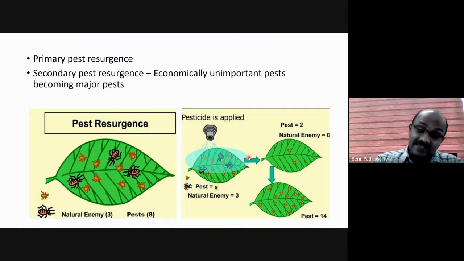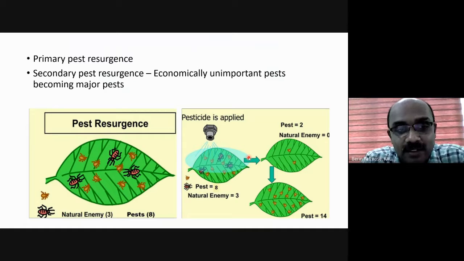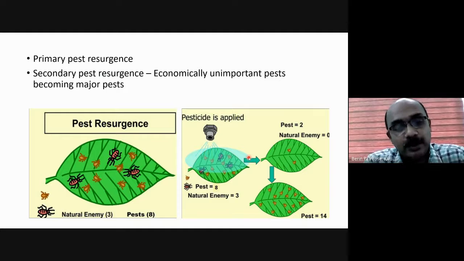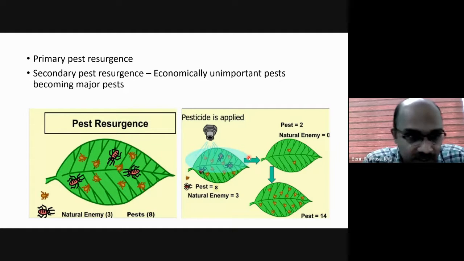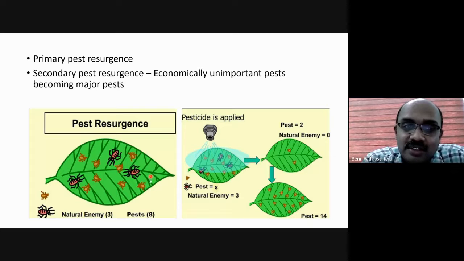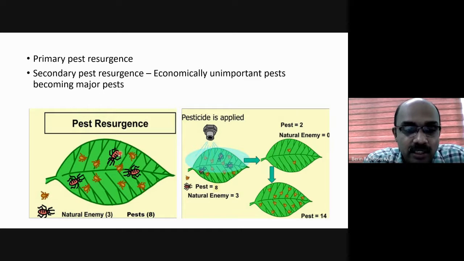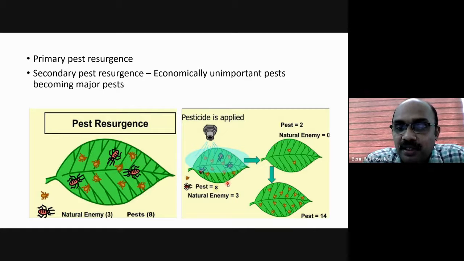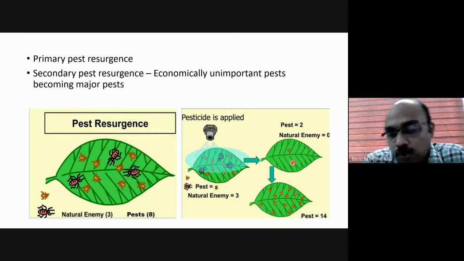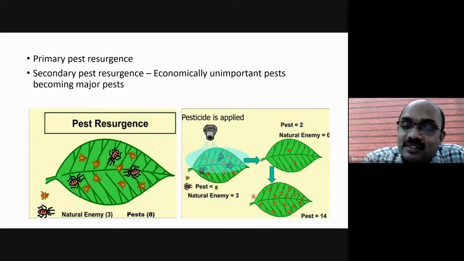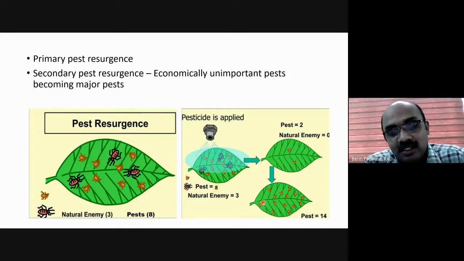This is the next kind of classification I told you: primary pest resurgence and secondary pest resurgence. Secondary pest resurgence, we also call a secondary pest outbreak. So this is what we have discussed. In primary pest resurgence, we have the natural enemy, this is the natural enemy, and this is the pest. So we go for a pesticide spray. Once the pesticide spray is applied, all the natural enemy will get killed. Only a few pests will be remaining. All of the pest population also will get destroyed. But in the F1 generation, since there are no natural enemies, the pest population multiplies quickly.